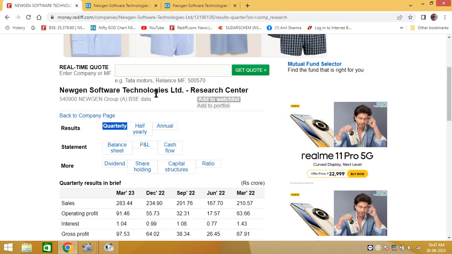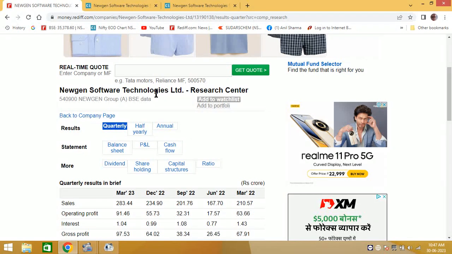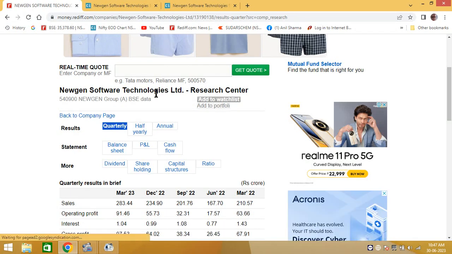Friends, I must tell you that this NEWGEN Software Technology is a multinational company which is offering technical solutions to civil engineering and construction companies, technology to various companies and to architectural companies. So I must say, if you really ask me, this is a software company which is providing more or less the software solution to the realty sector. Now we cannot say that this is a software company for realty only. It is giving to other companies also.